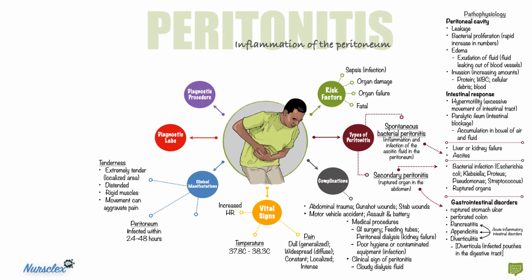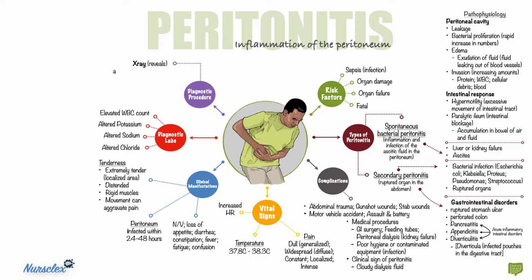Signs and symptoms of the patient are nausea and vomiting, loss of appetite, diarrhea, constipation, fever, fatigue, and confusion. The diagnostic labs will show changes: elevated white blood cell count, altered levels in potassium, sodium, chloride. Diagnostic procedures for the patient are: an X-ray reveals air and fluid, distended bowel loops. An ultrasound reveals abscesses and fluid collections. A CT scan reveals abscess formation. An MRI reveals diagnosis of intra-abdominal abscesses.